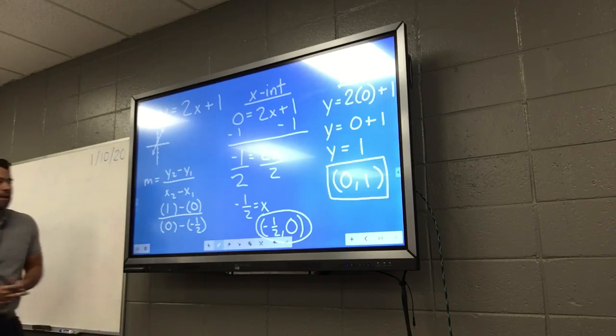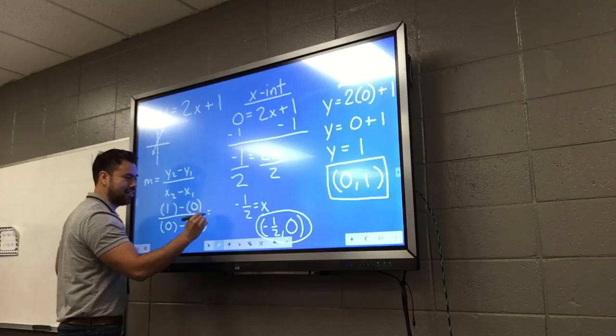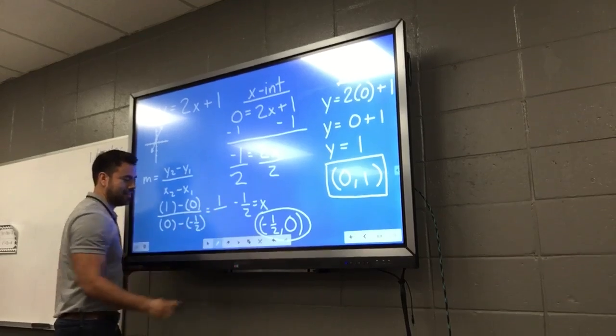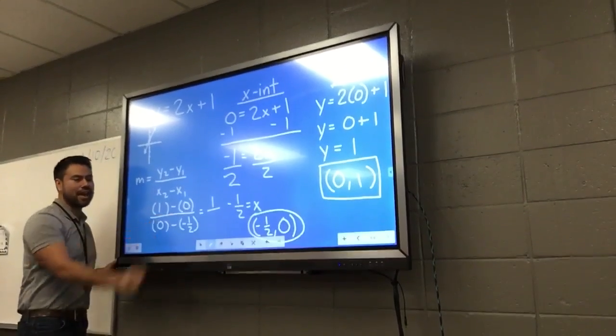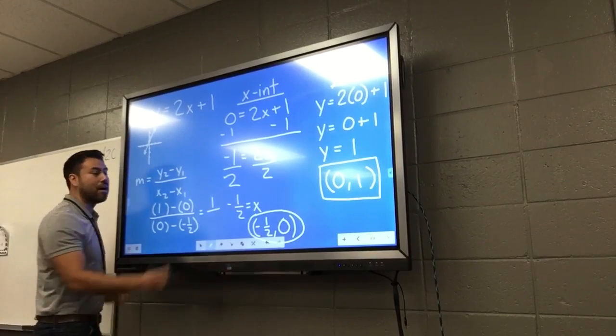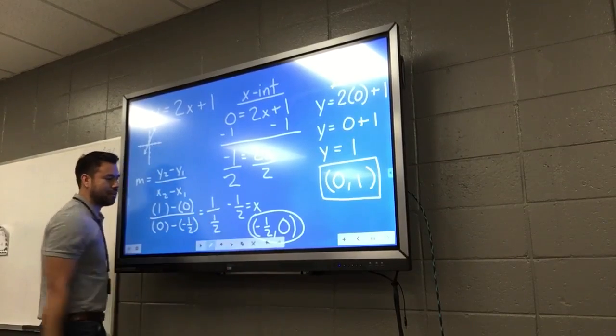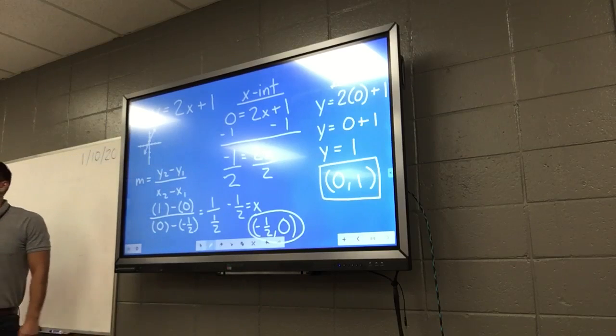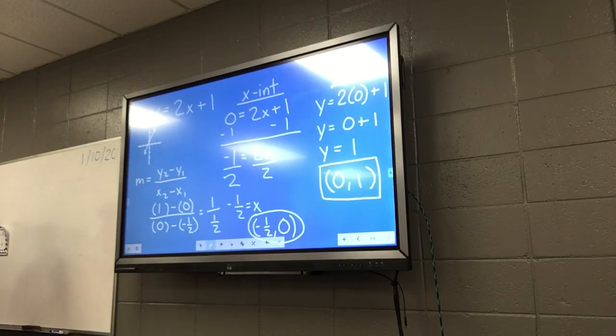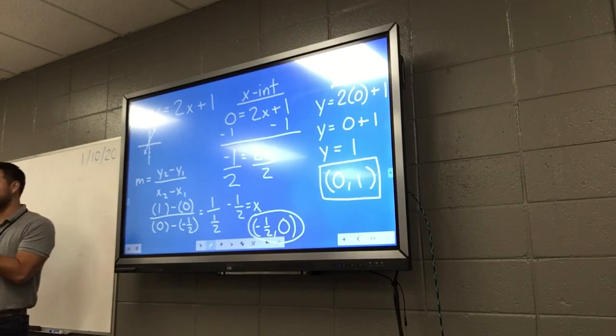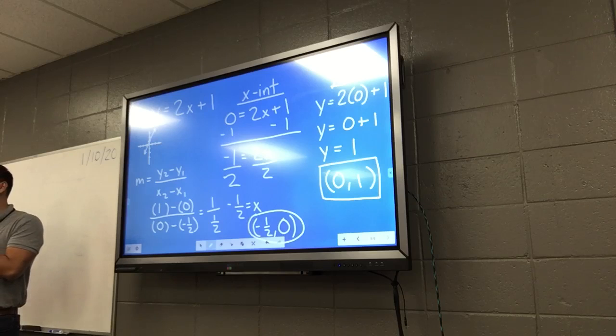That's confusing. Okay, what's 1 minus 0? 1. Thank you. What's 0 minus negative a half? Positive half. Fraction, yeah, but you can do something to it. It's actually an easy number, but it's not what you think necessarily. Anyone know the value? What's 1 divided by a half?